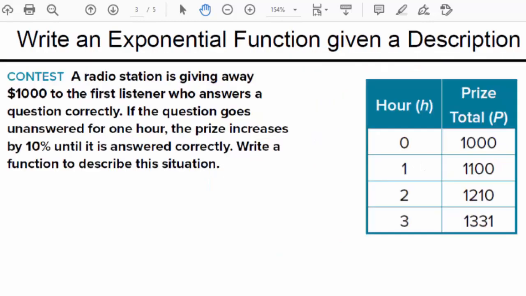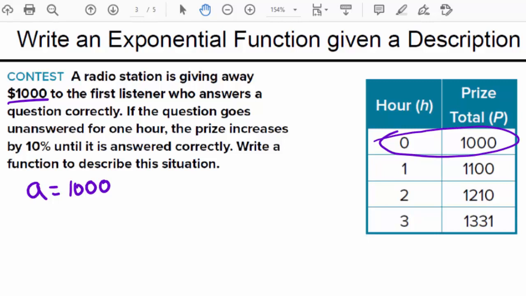Okay, for this next one, they want us to write an exponential function given a description. In a contest, a radio station is giving away $1,000 to the first listener who answers a question correctly. So in the table, you'll see after hour 0, they have 1,000. So that's our starting amount. So we already know that A is going to equal 1,000. If the question goes unanswered for 1 hour, the price increases by 10% until it's answered correctly. Write a function to describe this situation.